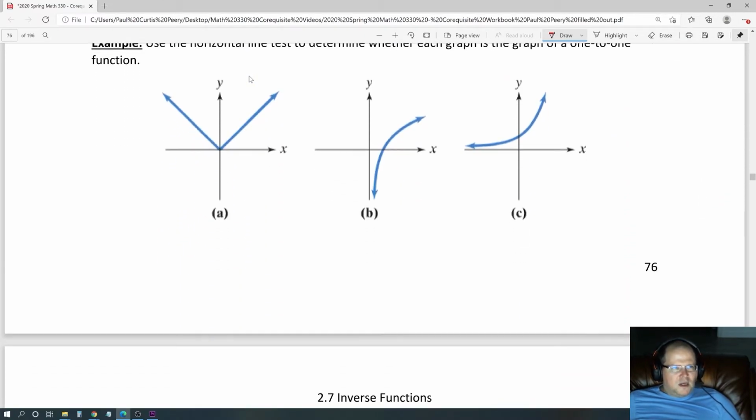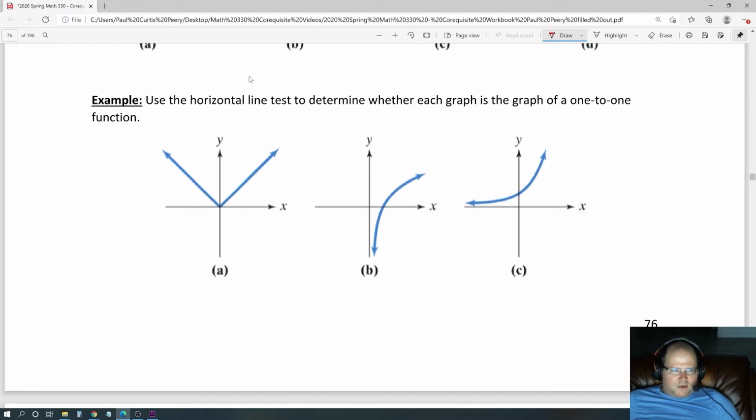Okay, let's try some more. Use the horizontal line test to determine. Okay, well, this one hits twice, so it's not. This one hits once. This one's 1-to-1.